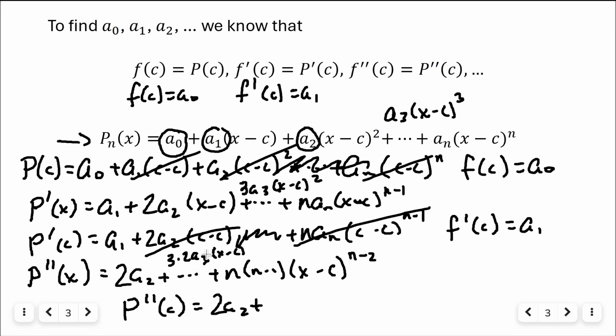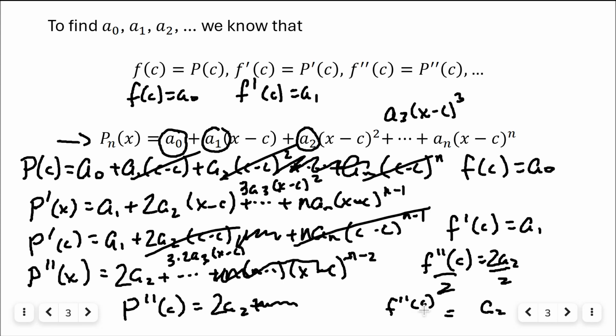So then when I found p double prime of c, this term would drop out as well. All the other terms will drop out here. And then the last term also drops out, because when I substitute, c minus c is 0 again, this term drops out. And I'll be left with just 2a2. So f double prime of c is equal to 2a2. So if I divide by 2 on both sides, a sub 2 is equal to f double prime of c over 2.